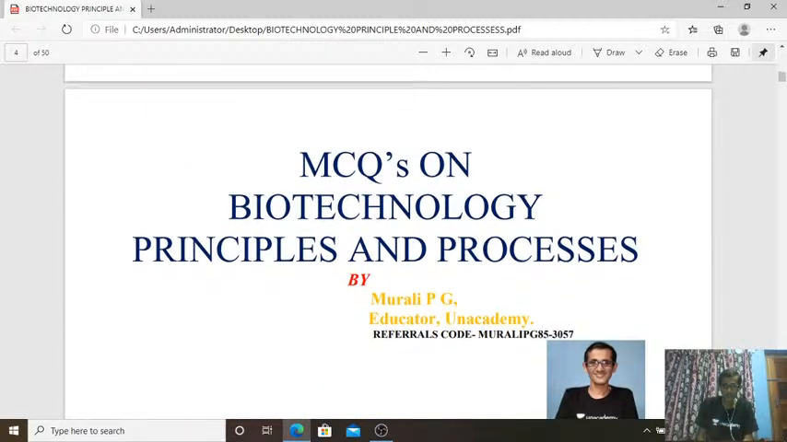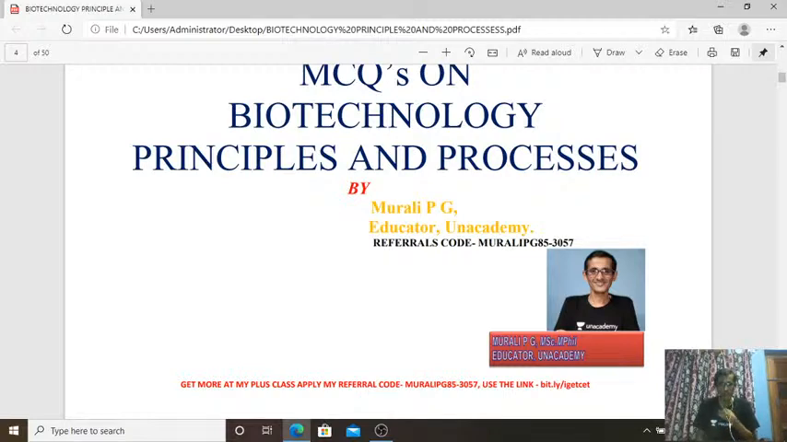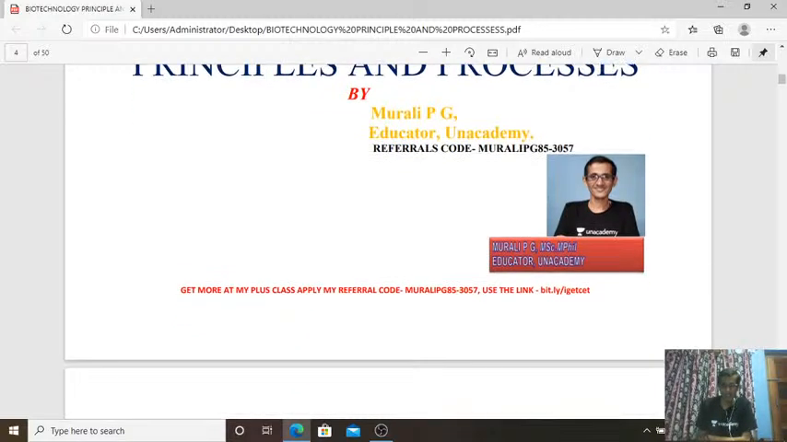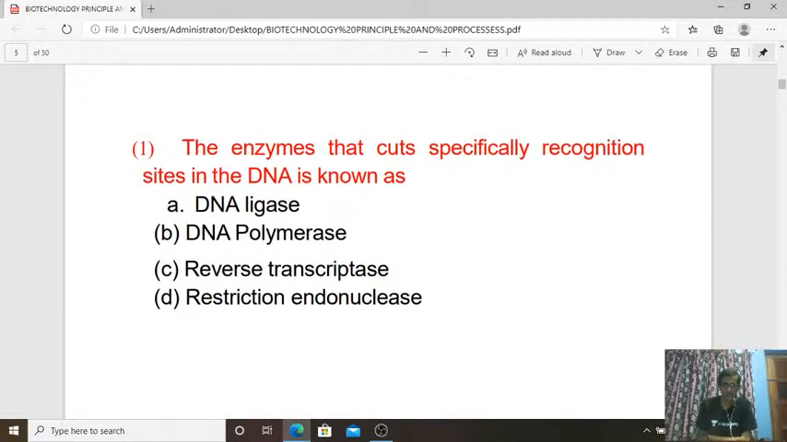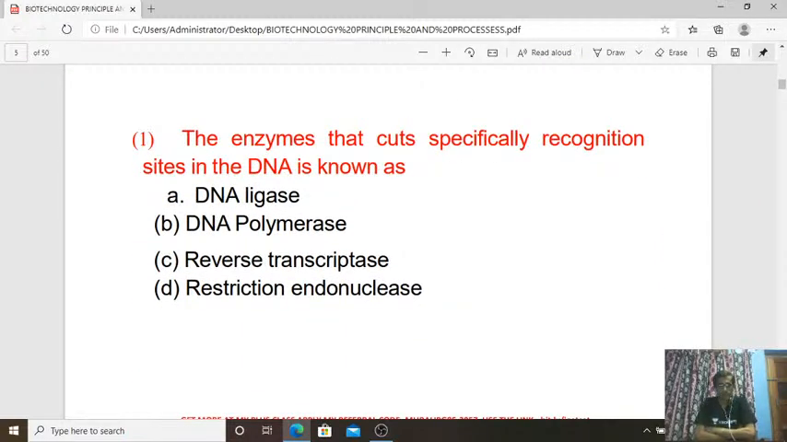Okay, yes, so it is MCQ on biotechnology principles and processes. Myself, Murali PG, one of the biology educators in Unacademy. Then first question: the enzymes that cut specifically at a recognition site in the DNA are known as what? So in the case of recombinant DNA technology, we want the cutting of DNA at a specific recognition site, which is that enzyme: DNA ligase, DNA polymerase, reverse transcriptase, restriction endonuclease.